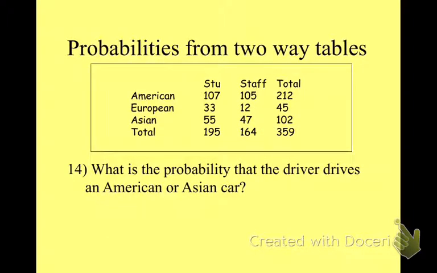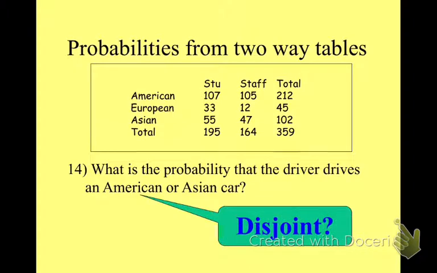The next one is American or Asian car. If it's an or, then I'm going to look at the total American or the total of this, 102. Now, since it's talking about two types of cars, they never intersect, so I don't need to subtract the intersection. So I'm going to take 212 plus 102 over the total, because those two events are mutually exclusive. You can't drive an American and an Asian car. So the answer is yes to this. Yes, it is disjoint.